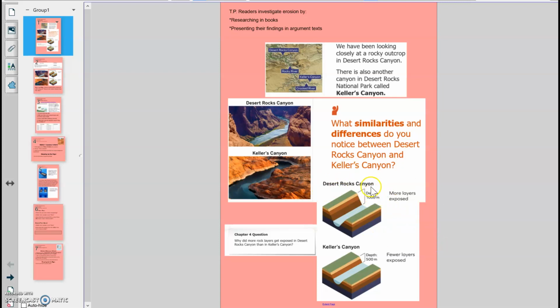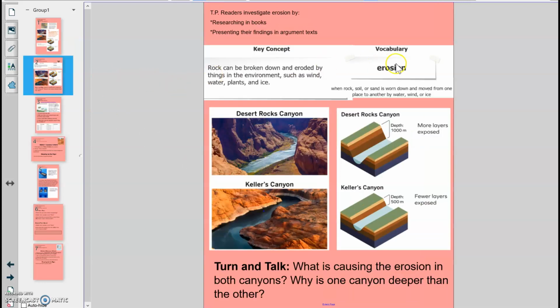The Desert Rocks Canyon has a depth of 1,000 meters with more layers exposed. Keller's Canyon is half that with only 500 meters and fewer layers exposed. So why did more rock layers get exposed in Desert Rocks Canyon than in Keller's Canyon? Before we do anything else, we need to know what erosion is. So we know that rock can be broken down and eroded by things in the environment, like wind, water, plants, and ice. Erosion is the process when rock, soil, or sand is worn down and then moved from one place to another by water, wind, or ice.